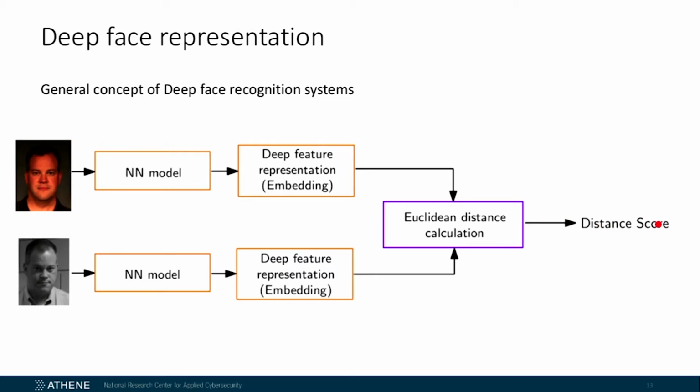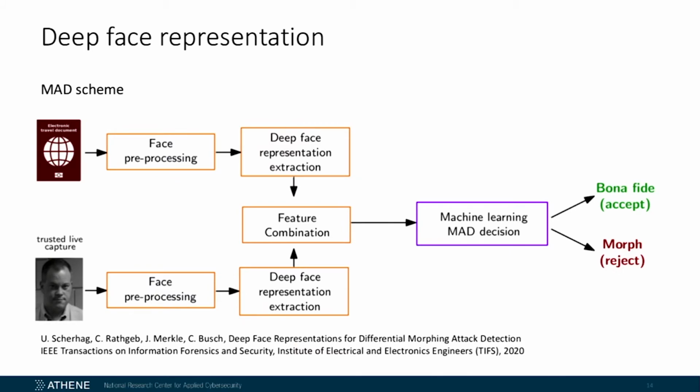And you obtain your distance score, based on which you can decide if both images match or not. And I adapted this for morphing attack detection. Now here we have our passport again and our trusted live capture. I do some pre-processing, so proper alignment of the faces, etc.